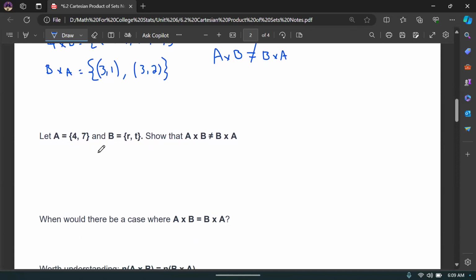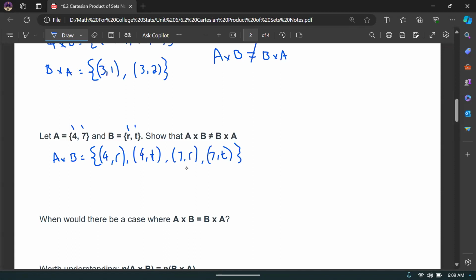All right, let's see it again. So this one is a 2 by a 2. So again, you should see 4 ordered pairs here. So let's start with A times B. A times B, we're going to have 4 with R. We're going to have 4 with T. Then we're going to have 7 with R. And then 7 with T. And there's your 4 elements.